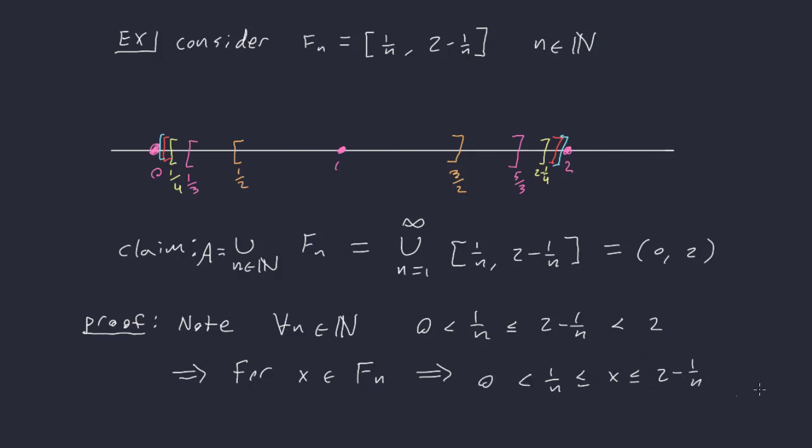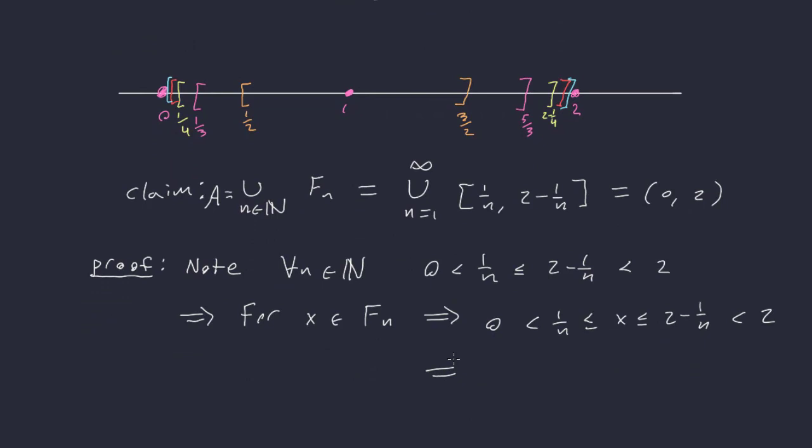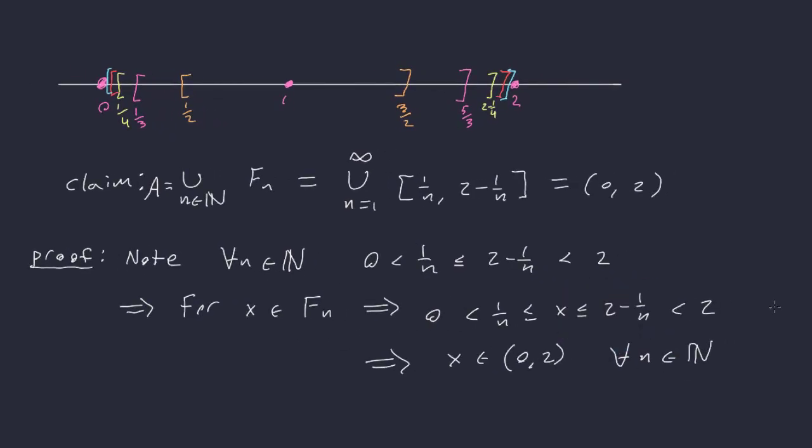However, it will also be trapped between 0 and 2. So this implies that x is in 0 to 2, and this will be for all n in the naturals. Okay, so for any x in any of these f_n's, it's also going to be contained in 0 to 2. So this tells me that f sub n is contained in 0 to 2 for all n in the naturals.